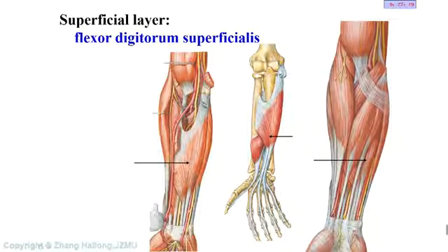And now let's see, there is another layer. It also belongs to the superficial layer, but it is the second layer. This one is flexor digitorum superficialis. This muscle, you see the end, will control all the fingers. Flex the finger. Okay, this one.